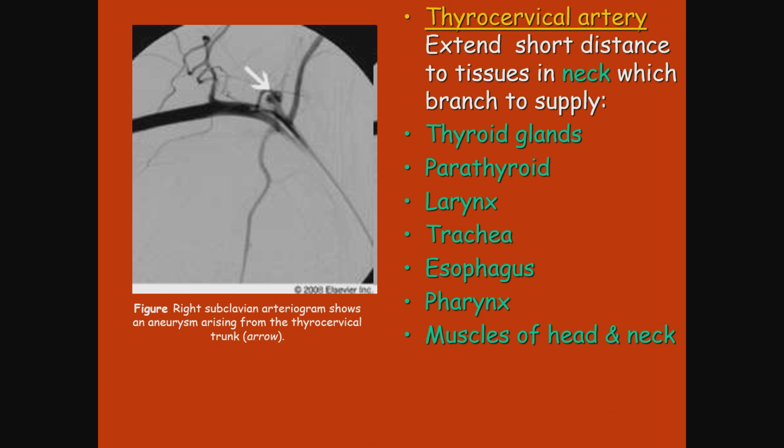What this picture is showing right here, this little spot right here, is the subclavian arteriogram. That's showing an aneurysm arising from the thyrocervical trunk. So you can see an aneurysm means that's bulging, the blood vessel is bulging and could rupture, which causes obviously a serious problem.